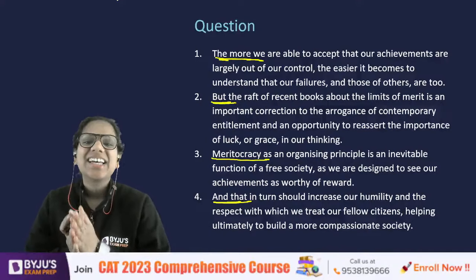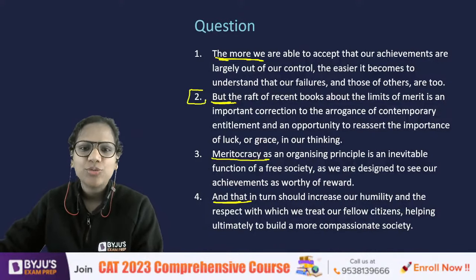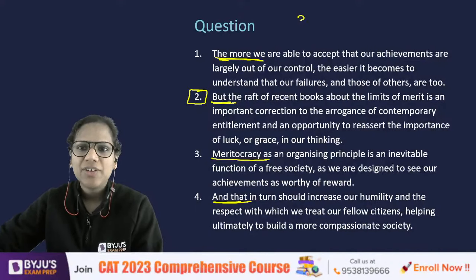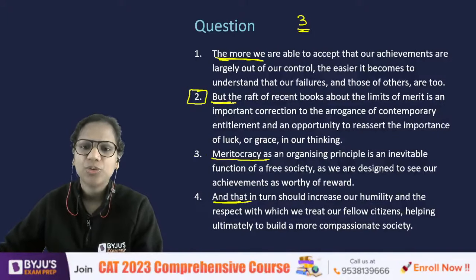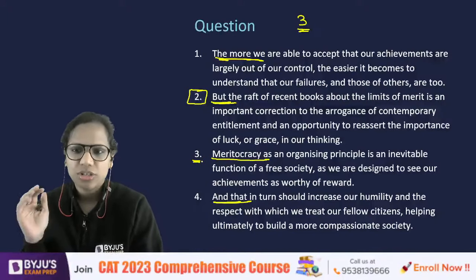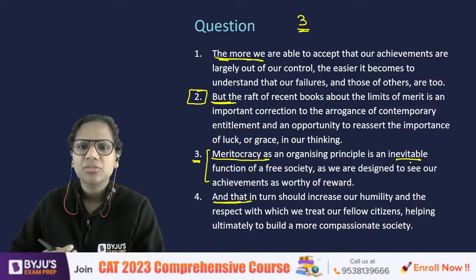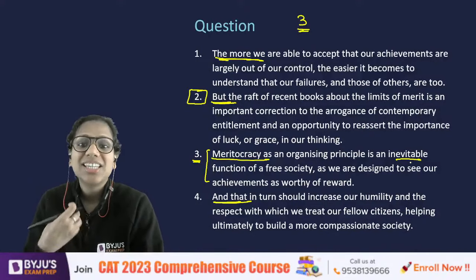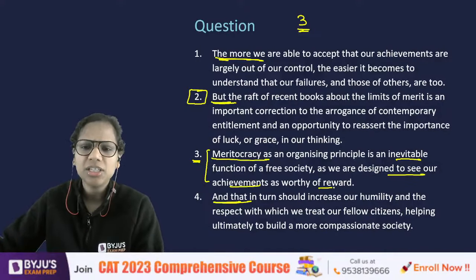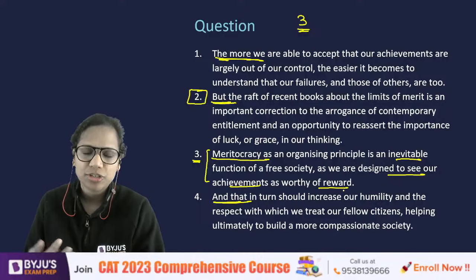Excellent. Yes. The sequence is 3, 2, 1, 4. Okay, so I think the placement of 2 was an issue of contention here, right? For some of you. So, good. Very well identified that 3 is the opening sentence. Okay, because this is introducing the issue that we are discussing in the rest of the sentences, meritocracy. Now, it says that it is inevitable in a free society that we think of ourselves as designed to see our achievements as worthy of reward. Okay, that we think this way, that if I achieve something, I deserve a reward for it. It's basically a product of my effort.